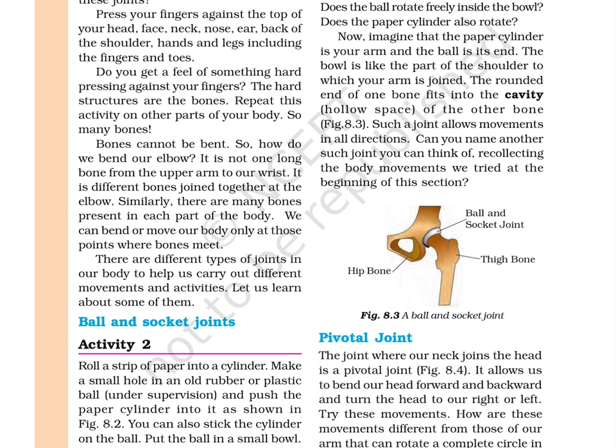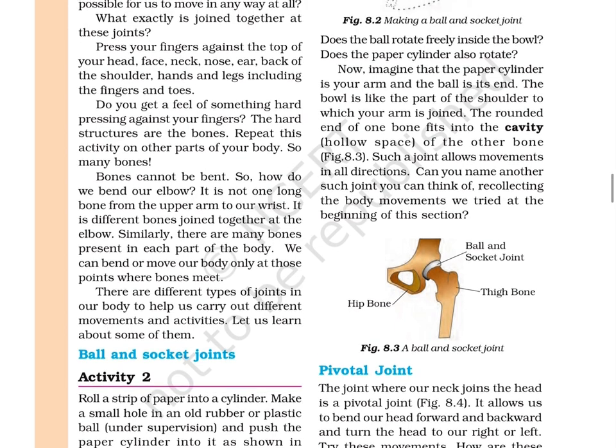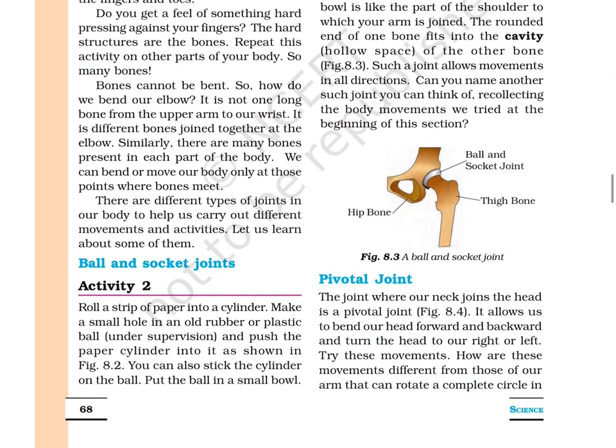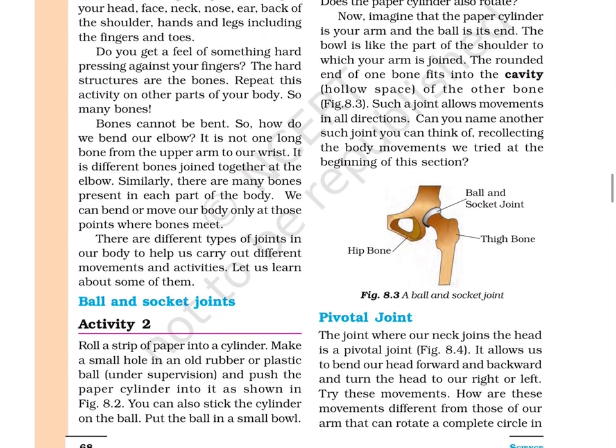Let us learn about some of them. Ball and socket joints. Activity 2. Roll a strip of paper into a cylinder. Make a small hole in an old rubber or plastic ball under supervision and push the paper cylinder into it as shown in figure 8.2.